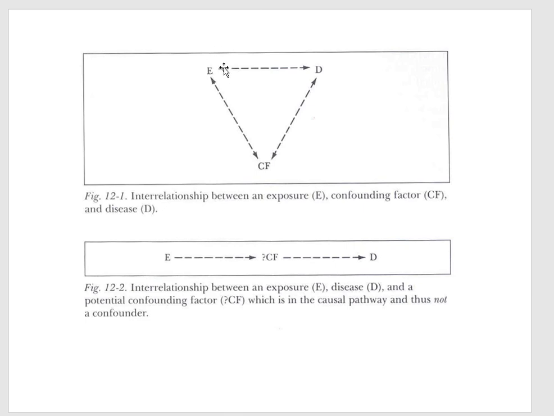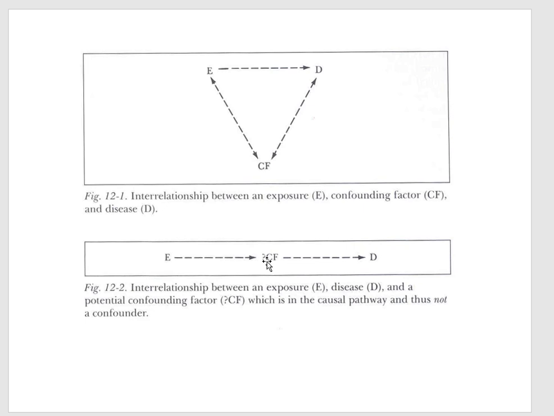So here you have your exposure, your disease, and your confounding variable. Your confounding variable is associated with your exposure, associated with your disease, but it's not in between. Whereas here you can see that the exposure leads to the confounding variable, and the confounding variable leads to the disease, and therefore this variable in the middle is in the causal pathway and should not be considered a confounding variable. Rather, I think we refer to it as a mediating variable. It mediates the relationship between the exposure and the outcome.